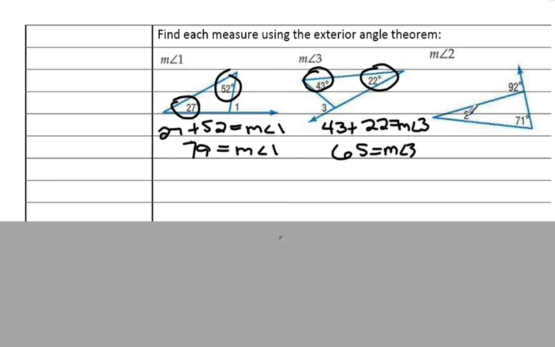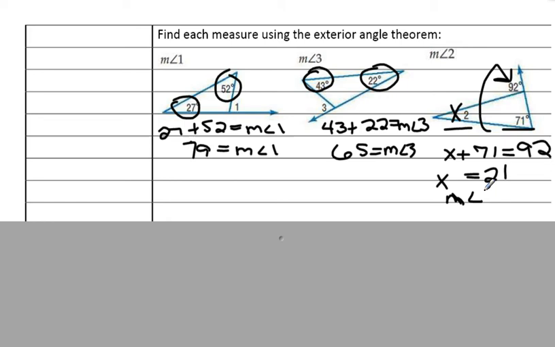Same thing with this picture right here. If we want to find angle 2, instead let's call it x. So the two interior angles, x and 71, those are your two interior angles, equal the exterior. The two interior angles have a sum equal to the exterior. So in this case, we're going to get x is 21. And to clean it up a little bit, we get measure of angle 2 equals 21.